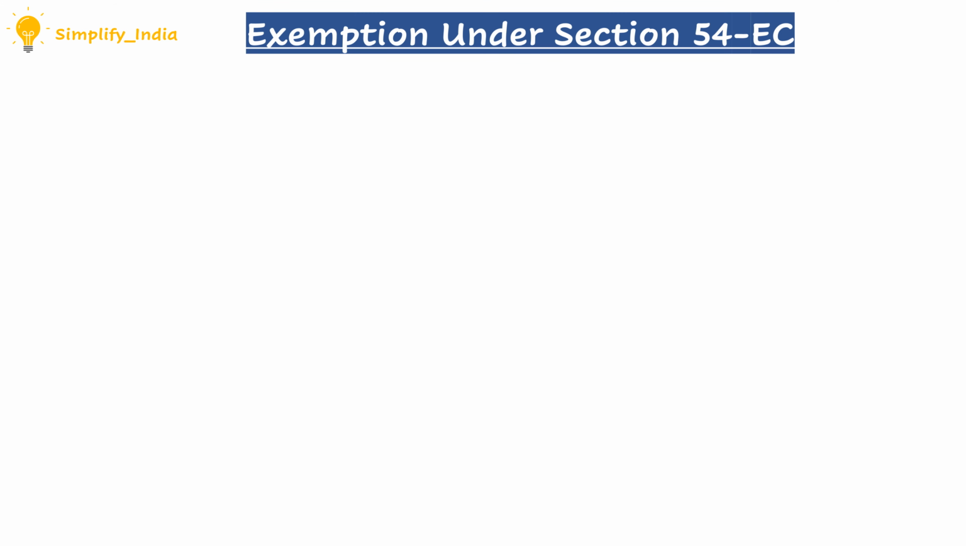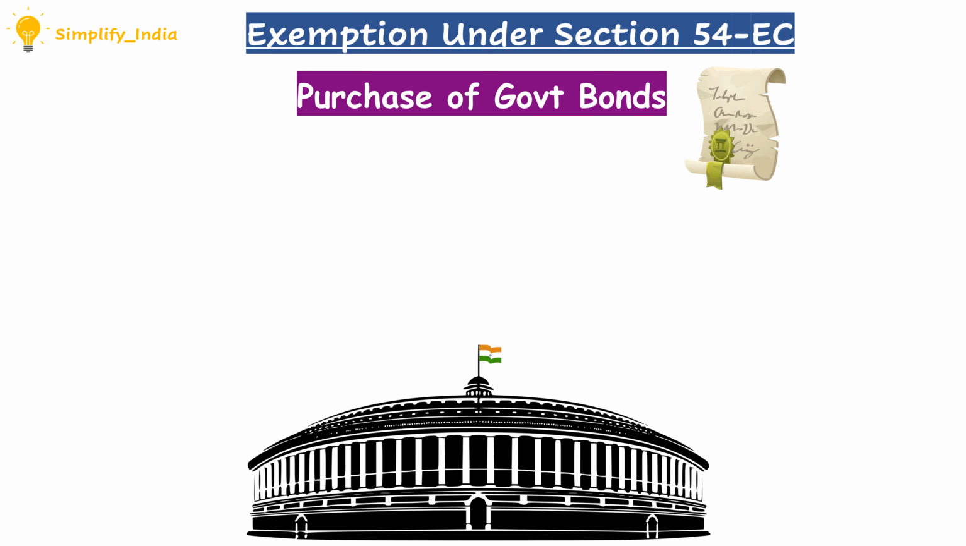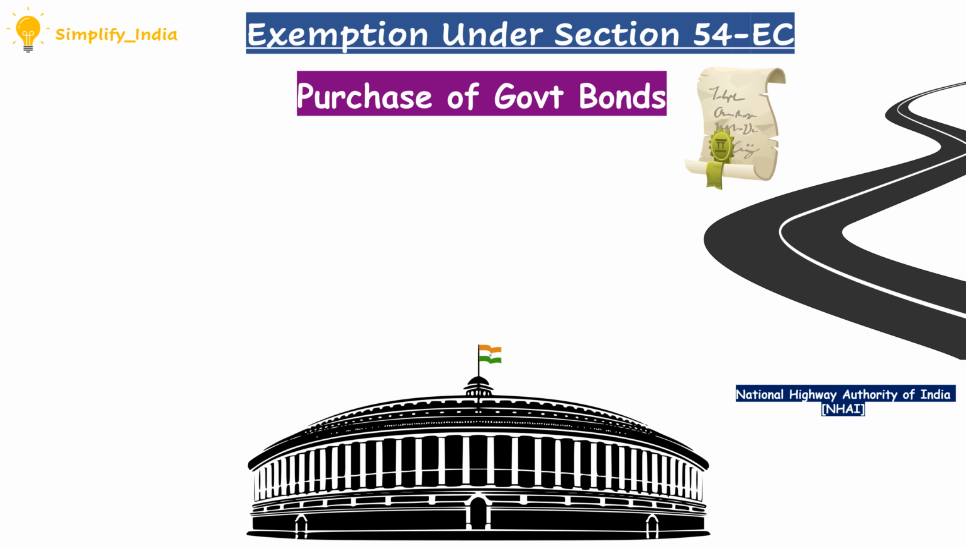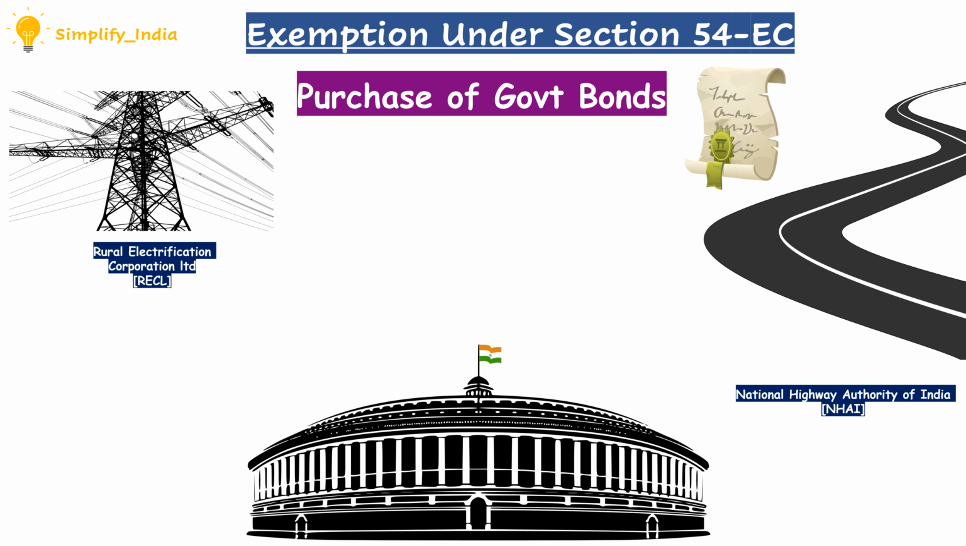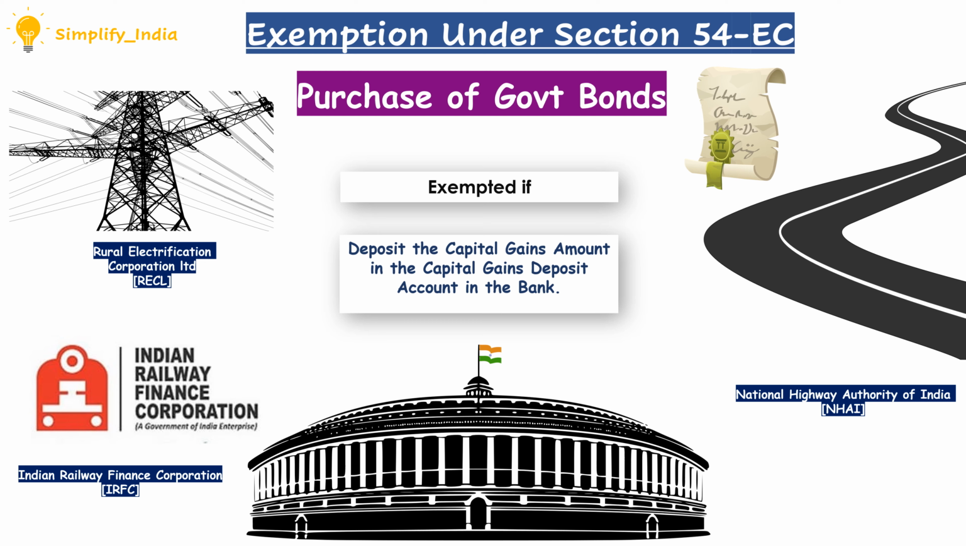Next, we have exemption under section 54EC, that is, purchase of government bonds. Any long-term capital asset held by an assessee is sold and the capital gains arising out of it are exempted if the gain is reinvested in purchase of bonds such as NHAI, that is, National Highway Authority, Rural Electrification Corporation Limited bonds, or Indian Railways Finance Corporation bonds, or deposited into the capital gains deposit account, provided that these bonds are held by an assessee for a minimum of 3 years. If not, the exemption is withdrawn.